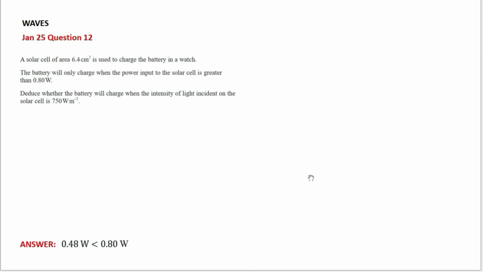Okay, so next question is from waves. So we have three sections: electricity, waves, and nature of light. Now let's move on to waves. This question is from Gen 25. A solar cell of area 6.4 centimeters square is used to charge a battery in a watch. The battery will only charge when the power input to the solar cell is greater than 0.8 watt. Deduce whether the battery will charge when the intensity of incident light is 750 watt per meter square.